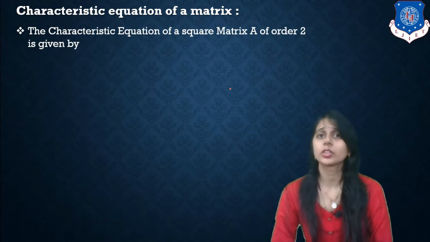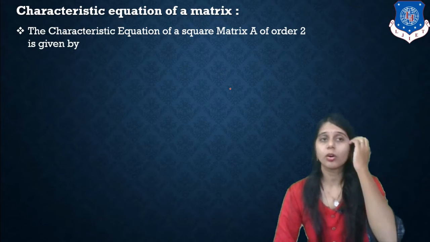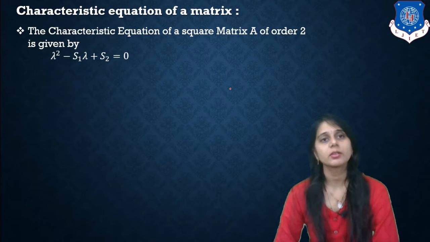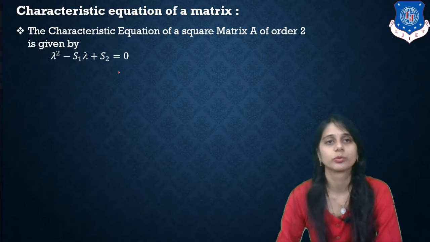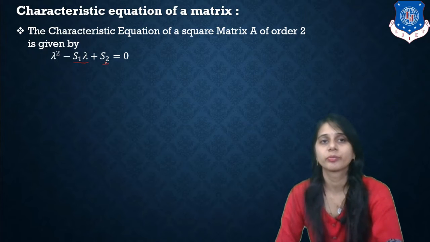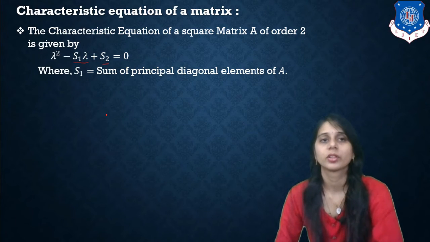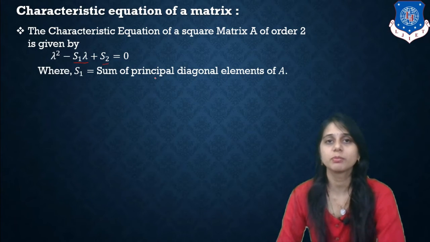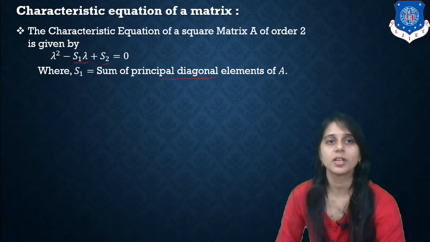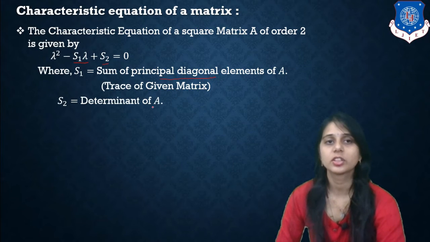Now the characteristic equation of the matrix. The characteristic equation of a square matrix A of order 2 is given by lambda squared minus S1 lambda plus S2. So what is S1? S1 is the sum of the principal diagonal elements of A. What is S2? It is the determinant of A.